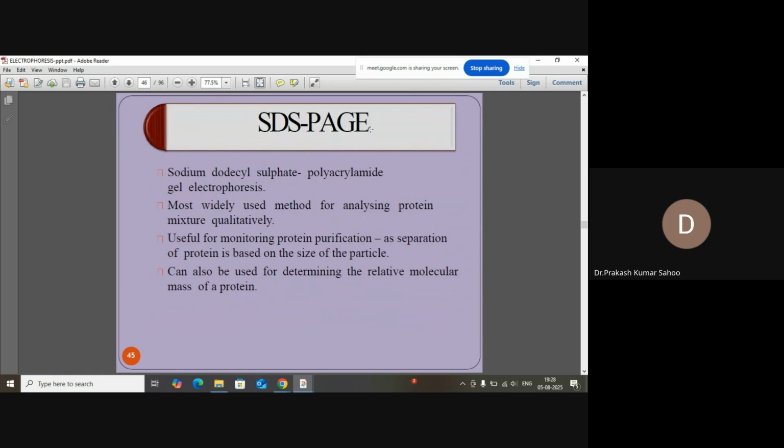This is SDS-PAGE, that is sodium dodecyl sulfate polyacrylamide gel electrophoresis. It is the most widely used method for analyzing protein mixtures qualitatively, useful for monitoring protein purification, as separation of protein is based on the size of the particle. It can also be used for determining the relative molecular mass of the protein.